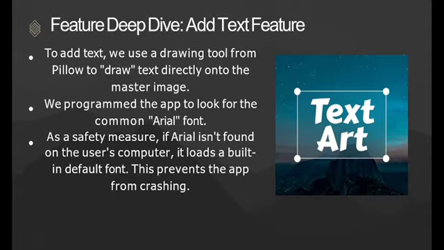Adding text feature. In this feature, users can add any text on the image like a watermark or a caption. We used Pillow's ImageDraw tool to draw the text. Also, if the Arial font is missing, our program automatically uses a default font to avoid errors. So the program remains stable.